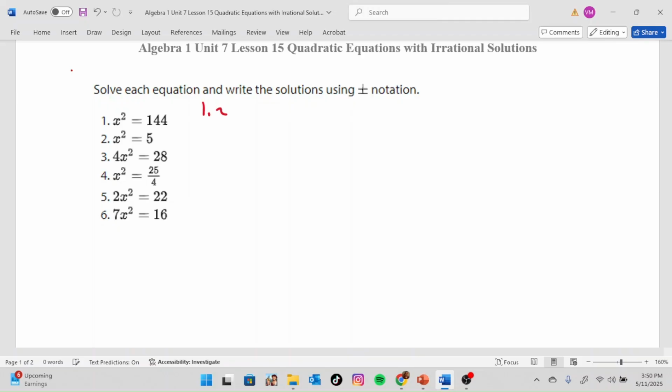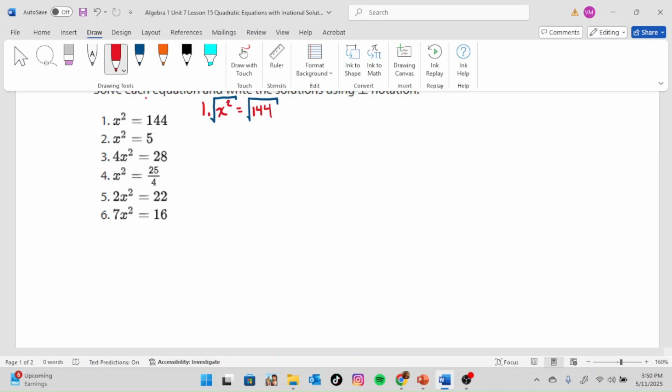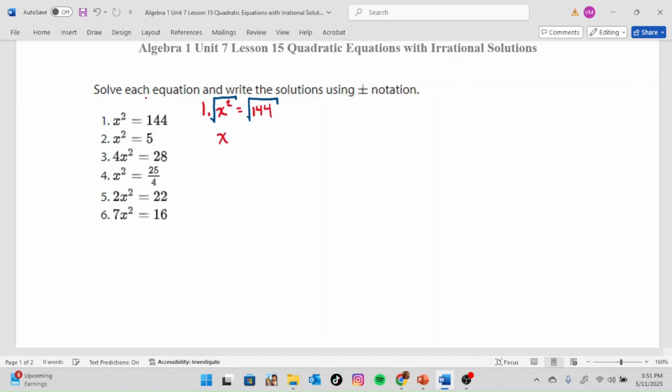On number 1, we have x squared equals 144. Well, the opposite of squaring x would be to take the square root. So we're going to take the square root of both sides. When we do, the square root of a square is just the thing itself. And then on the right side, the square root of 144 is both positive 12 and negative 12. Since that's a whole number, that's how we're going to write it. Plus or minus 12.